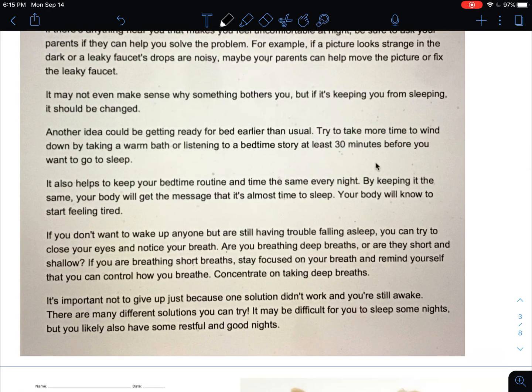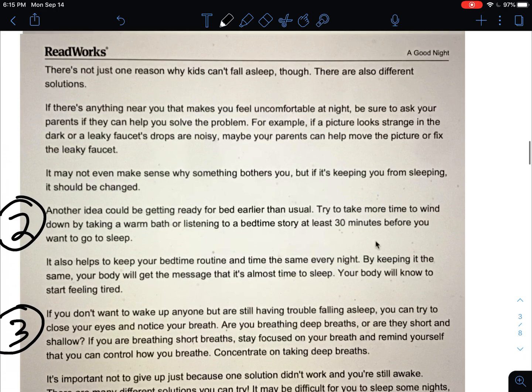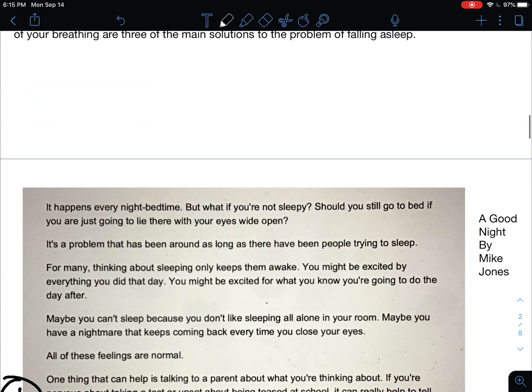Let's see. I like the idea of getting ready for bed earlier, because not only are there examples here that I can use, like a warm bath or listening to a bedtime story, I could probably come up with more ideas too of things to do when you get ready for bed early. And then a third thing is, I'm going to do this one because the paragraph's kind of long, talking about focusing on your breath and just breathing sometimes. So there's 3 ideas.